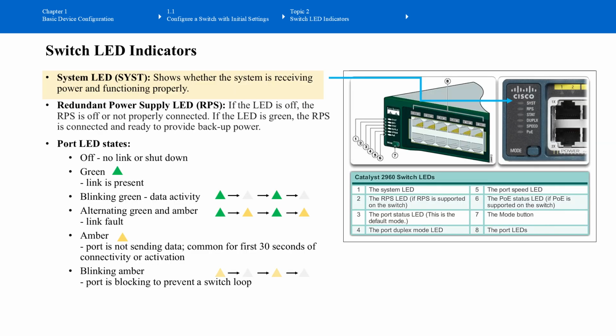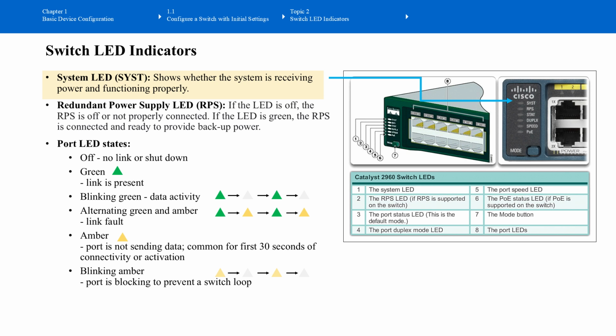Now let's take a look at the switch LEDs and the light sequence. So here we have different LEDs on the front panel of the Cisco switch. The first light is called the system light, system LED. In short, it's called SYST. It shows whether the system is receiving power and functioning properly or not. Of course, if it's green, that means it receives power. Otherwise, if it's off, that means no power is supplied to it.